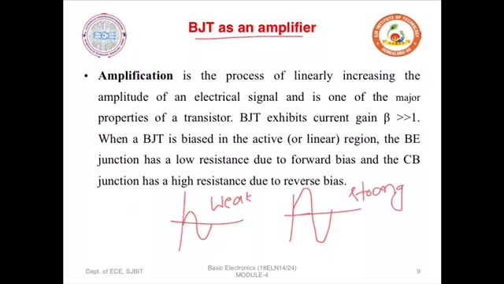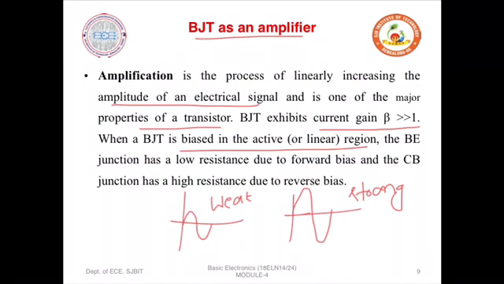It means here we are increasing the amplitude of the electrical signal, and this becomes one of the major properties of the transistor. Whenever we say BJT, it is a current control device and we are dealing with current gain, which is represented as beta, and is very much greater than 1. And a BJT, as we saw in the characteristics, when biased in the active or linear region, has more current.